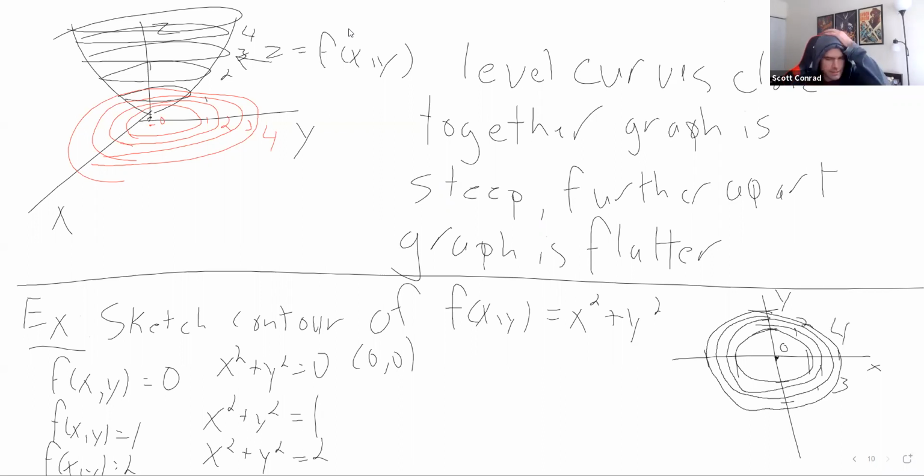Sorry, this is really kind of sloppy here. Circles centered at the origin, and the circles are going to get closer and closer together. This would be a contour map. And if you think about it, they're going to get closer together, right? We said that is steeper, and that's because the surface z equals f of x, y, x squared plus y squared, is an elliptic paraboloid. That's the graph of this function. And as you get further out, your graph is getting steeper and steeper.